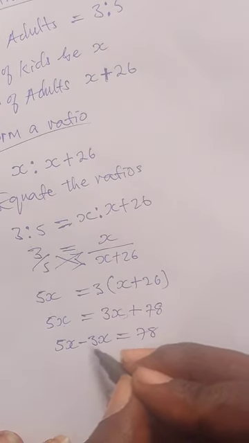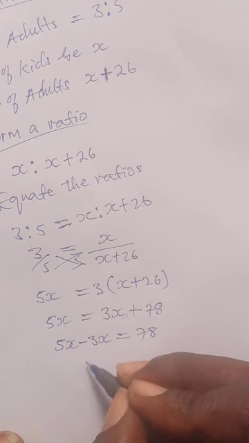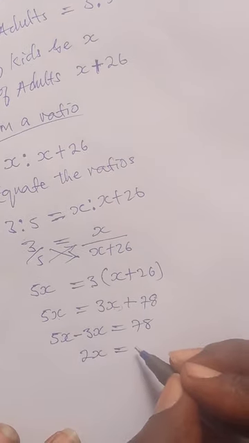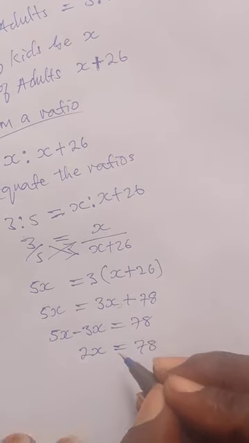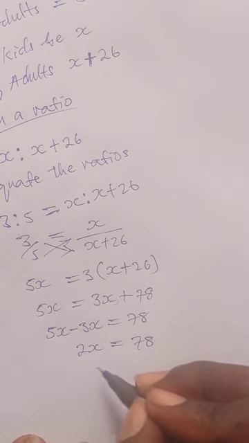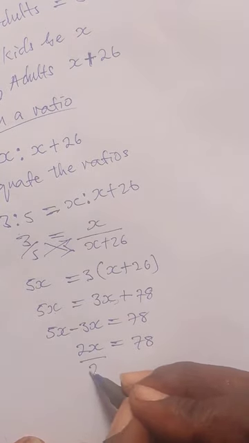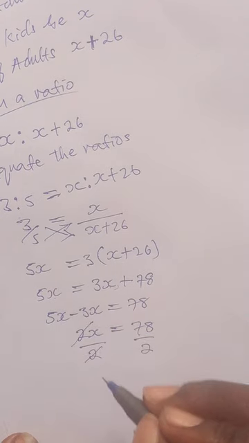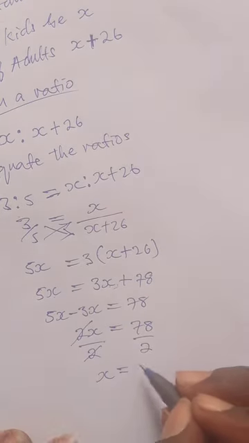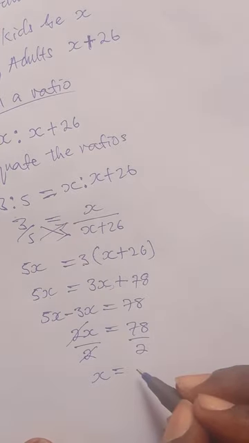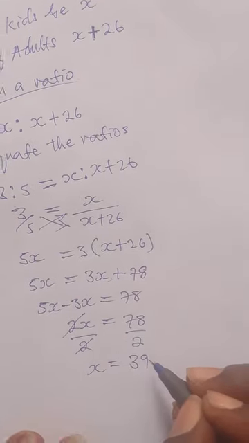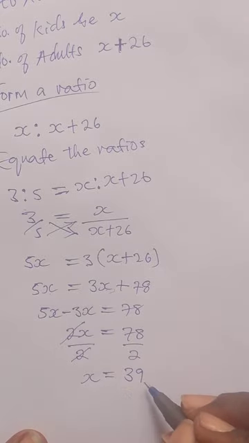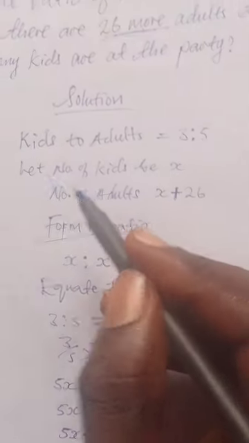So if we take out 3x from 5x, then we'll surely have 2x remaining. Then we equate to 78. Now if you want the value of x, you should be able to divide both sides by 2. Okay, so this 2 and this 2 will cancel each other and we are left with x. So if we divide 78 by 2, I am sure you will agree with me that it is 39. Now, we have gotten the value of x as 39, but what is x representing?